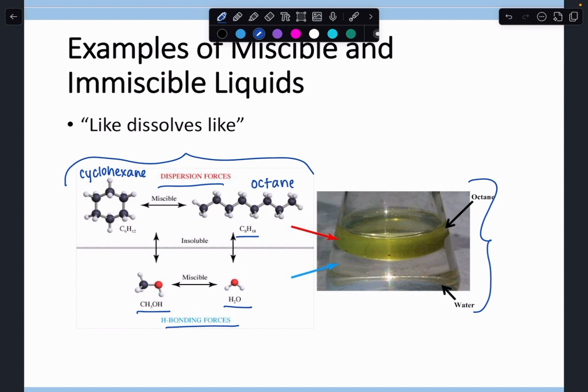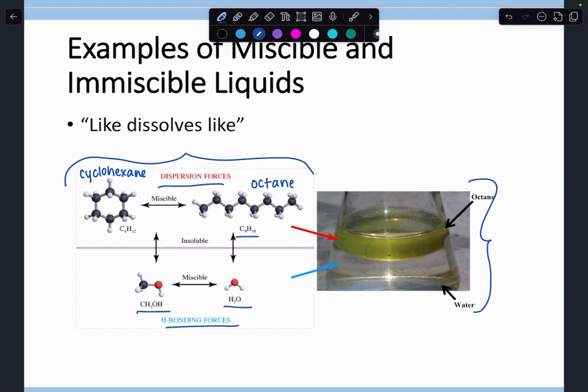The picture on the right now, you can see there is octane and water present in this beaker. Even if you shake the beaker up, you close it, shake it, set it down, those two layers will always form. Water will hydrogen bond with other things that it can hydrogen bond with. Octane only has dispersion forces, it's nonpolar, it's not going to mix with the water.